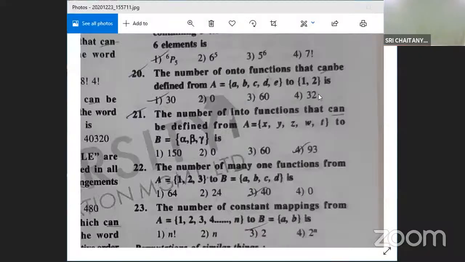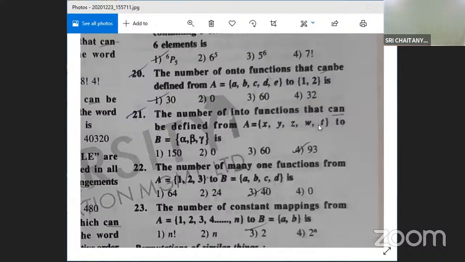Yesterday we have done up to the 20th problem, right? Today, let me discuss the remaining. I am going to share the screen. The 21st problem is on the screen. Observe.